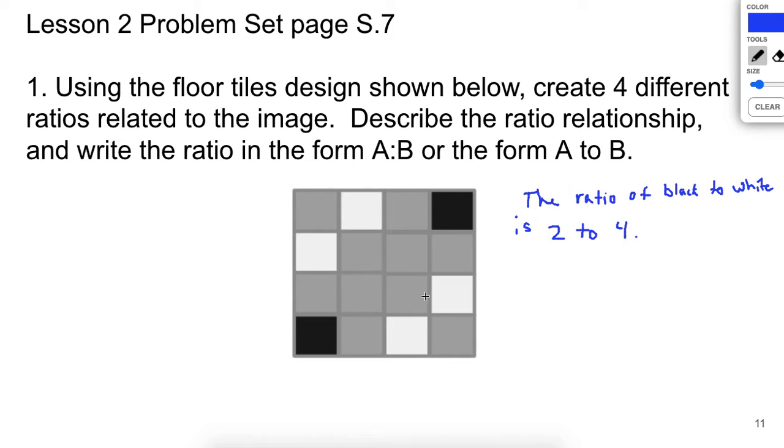So there's lots of different ones. You can go gray to white, you can go total, white to total. There's lots of different ratios you can come up with on this one, and you could swap some of those around. So go ahead and come up with your own ratios on this one.